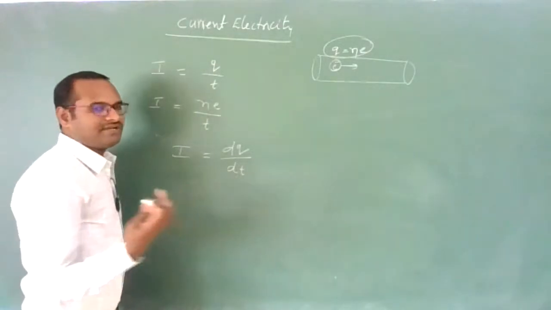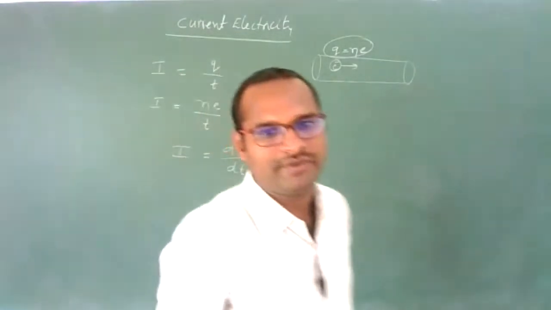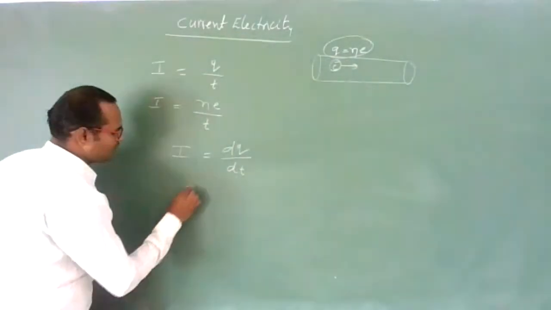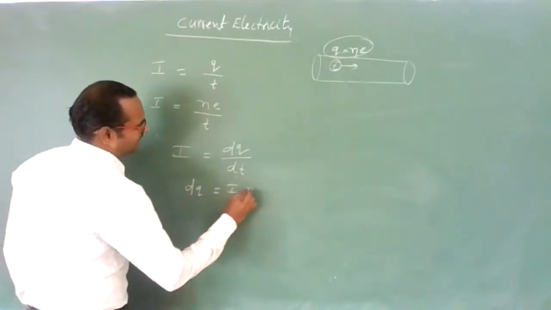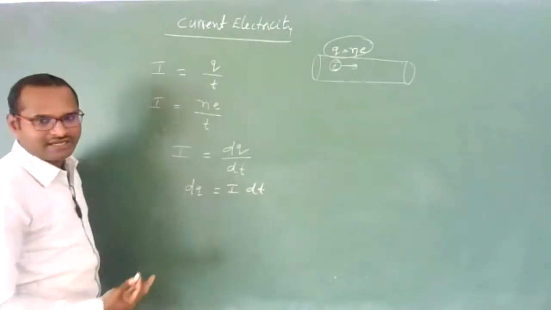Now sometimes they may ask you what is the charge flowing through the wire. How can you find it? You know that dq is equal to I times dt. Can you write that? Yes, we can write.